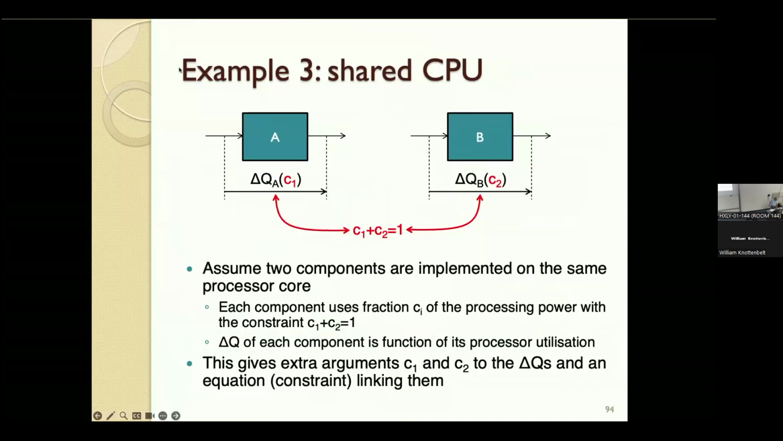Here's a third example, a shared CPU. We have 2 components that can be anywhere in the system, and they're running on the same processor core. C1 is the fraction of the processing power that they're using as a function of time, and the sum of these 2 is equal to 100%. So we have these 2 extra variables and this extra equation. Then again, you have to compute the equilibrium situation of your system. Again, you need a solver, extra arguments C1 and C2, and an equation. Again, this is a fairly simple constraint. Let me go now and show you an example with a more complicated constraint.